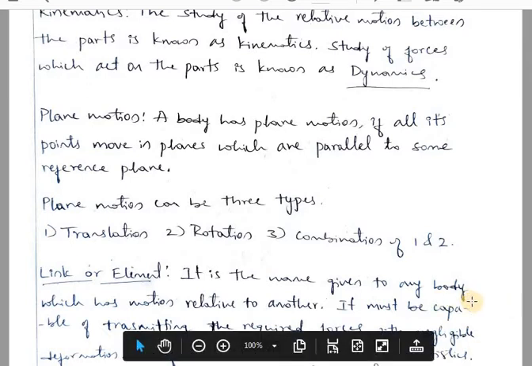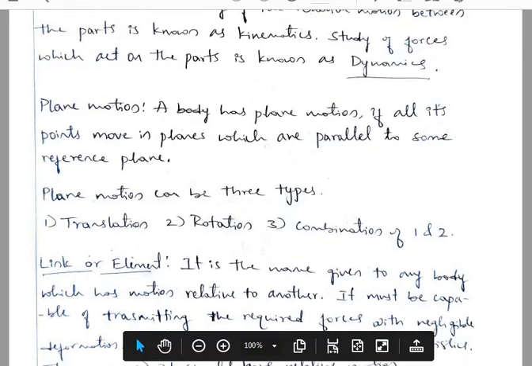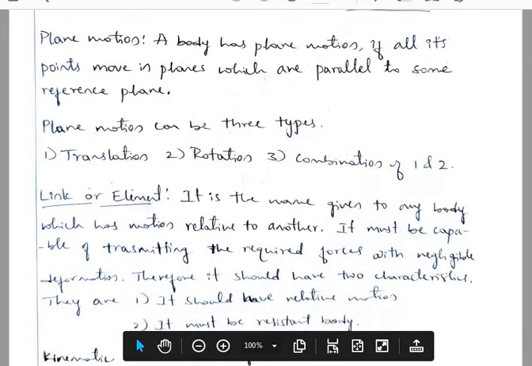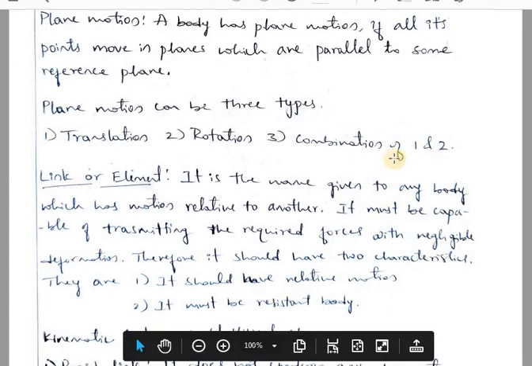Now this plane motion can be of three types. One is translation, the second is rotation, and the third is a combination of translation and rotation.